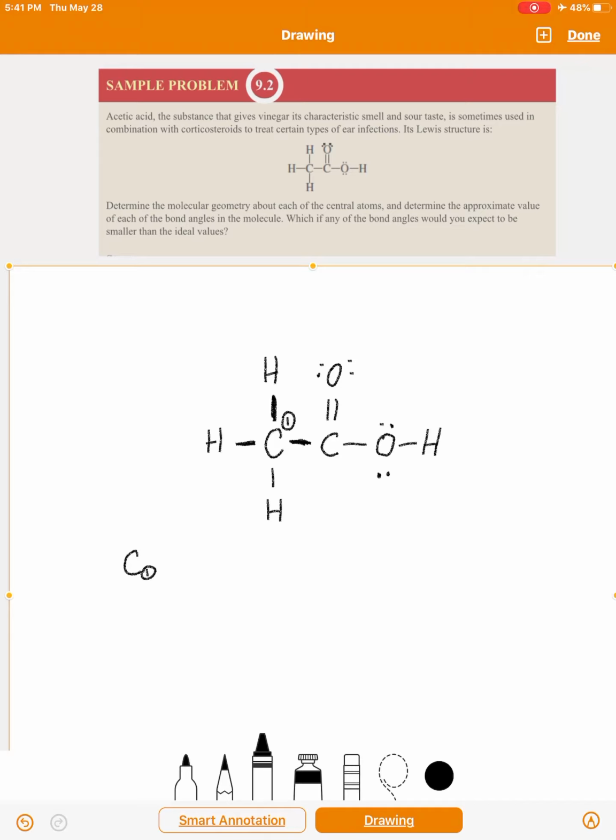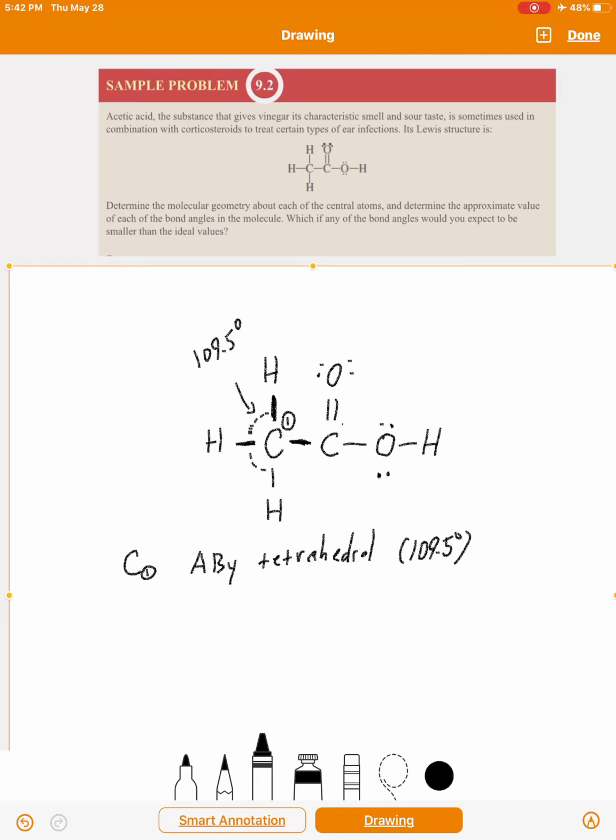So really, it's AB4, right? No lone pairs on that first carbon. AB4, oops, my spelling is off here. Tetrahedral. And the angle for tetrahedral is 109.5 degrees. So we would expect the angles between these atoms all to be 109.5 degrees. Carbon doesn't have any lone pairs on it, so there's very little deviation from that. It should be relatively close to 109.5.